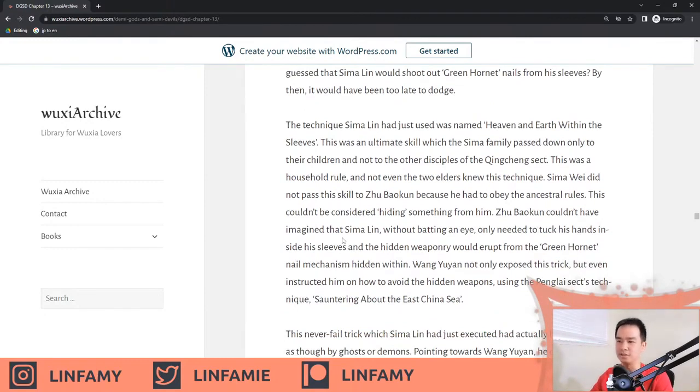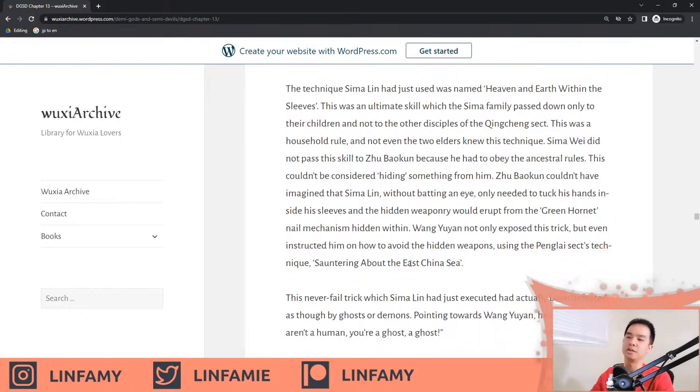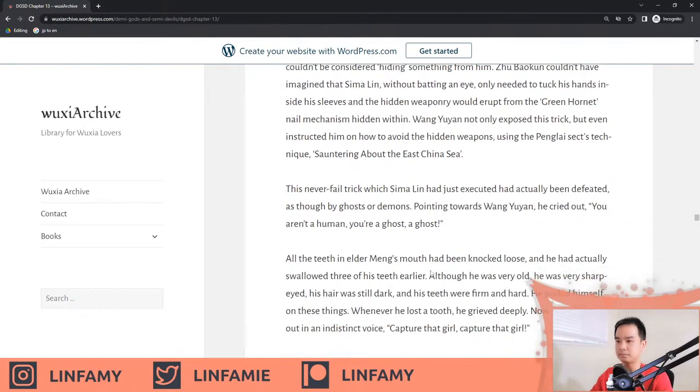Zhu Baokun couldn't have imagined that Sima Lin, without batting an eye, only needed to tuck his hands inside his sleeves and the hidden weaponry would erupt from the green hornet nail mechanism hidden within. Wang Yuyan not only exposed this trick, but even instructed him on how to avoid the hidden weapons, using the Peng Lai sect's technique, sauntering about the East China Sea. This never-failed trick which Sima Lin had just executed had actually been defeated, as though by ghosts or demons. Pointing towards Wang Yuyan, he cried out, "You aren't a human! You're a ghost! A ghost!"